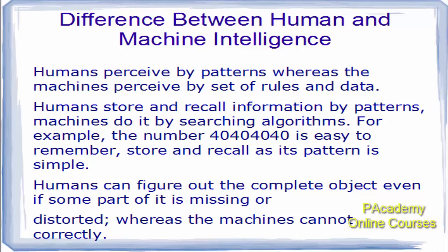So if an artificially intelligent machine is to act like a human, it should be able to figure out the complete object even when some part of it is missing, while machines cannot do it correctly. So the goal of building a perfect artificially intelligent machine is bridging the gap between human and machine intelligence.